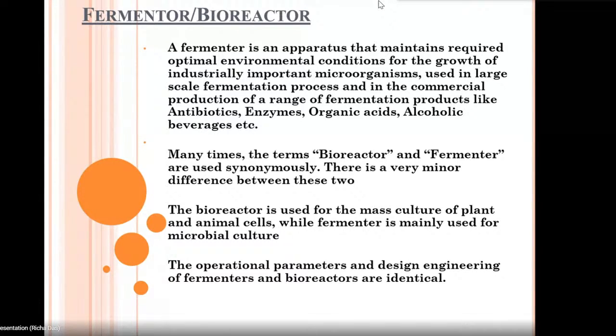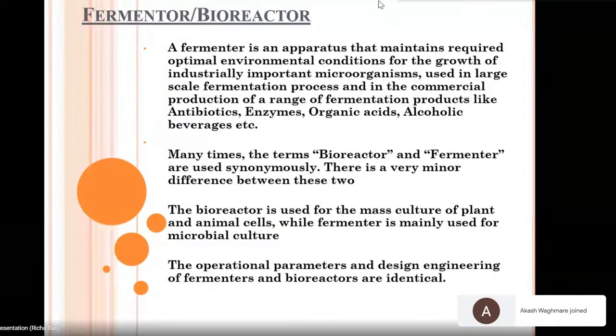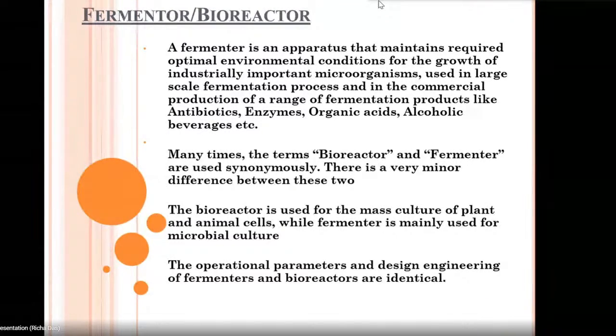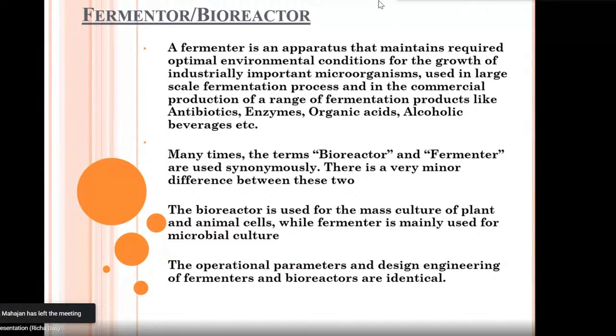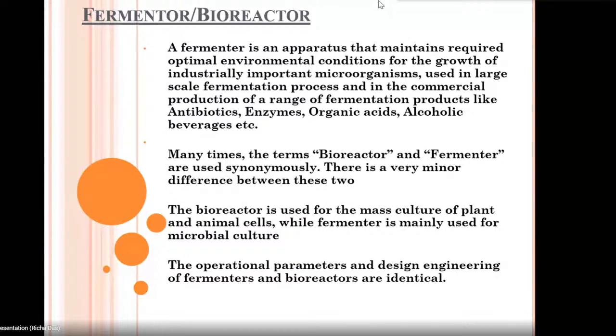The minor difference is that the term fermenter is used when we want to grow microorganisms, and the term bioreactor is used when we want to grow plant cells or animal cells. Otherwise, the design and the operation of both fermenter and bioreactor are the same. In many books we will find that fermenter and bioreactor are used synonymously.